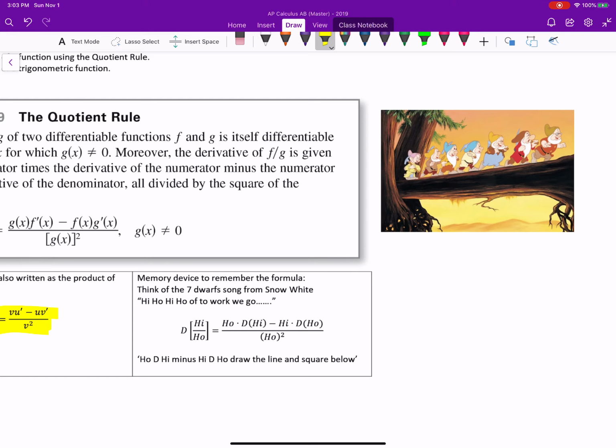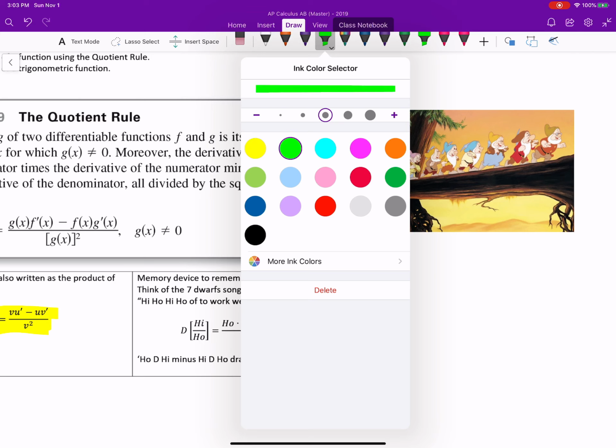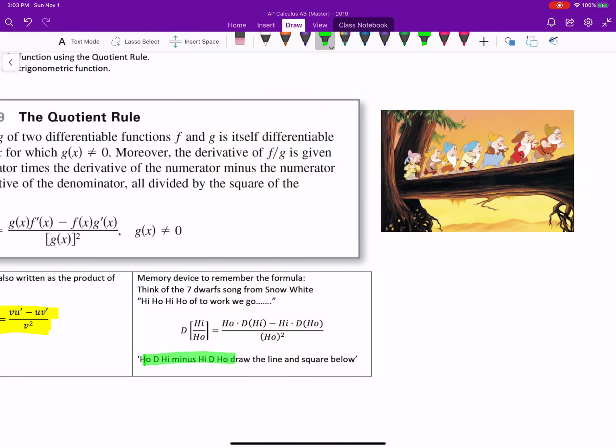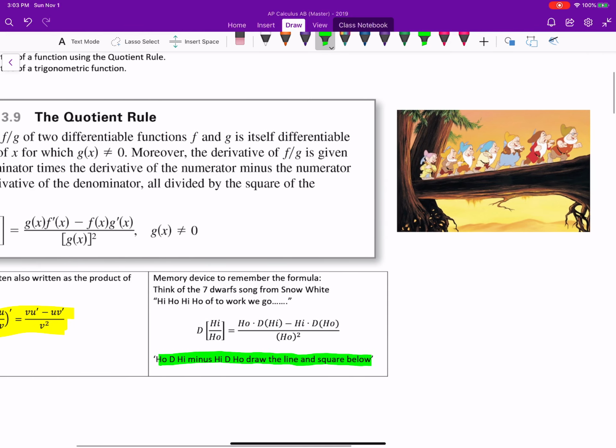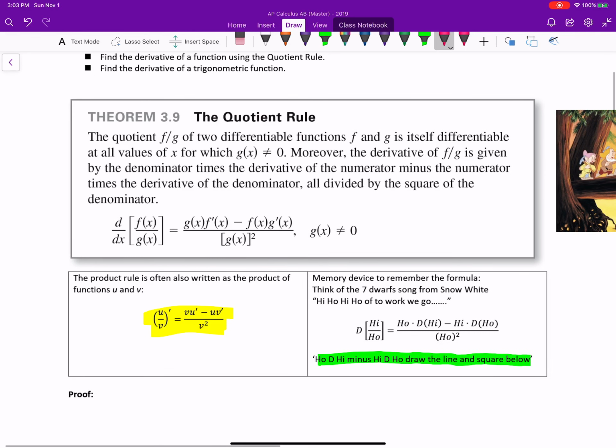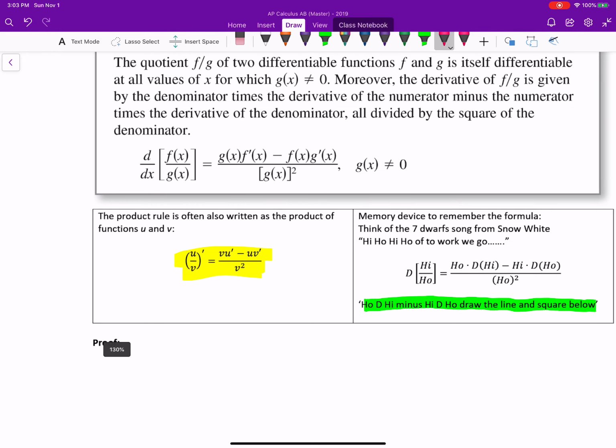I wrote it out in words, what I'm saying just now, down here at the bottom, because most of the time that's what's going to go on in your brain as you're doing it. But before we can use this theorem or this rule, we have to prove it.